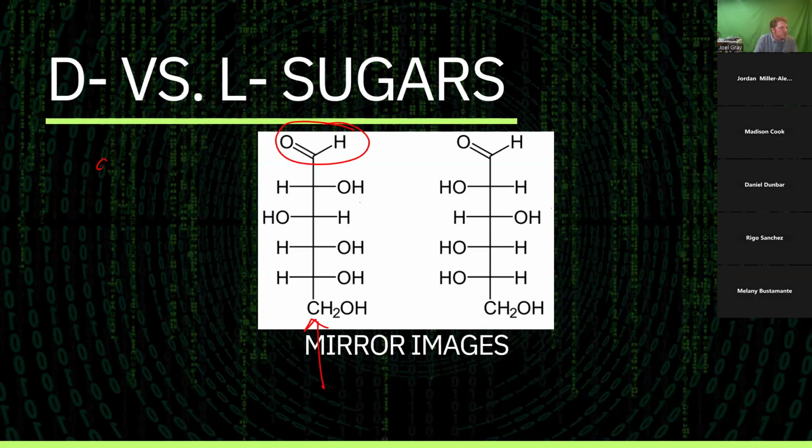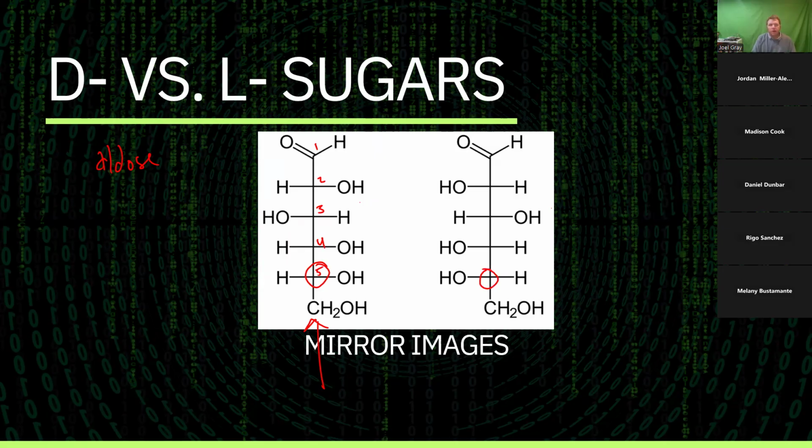This is an aldose. Now, when we look at all these hydroxide groups, there's one on the right, one on the left, right, right. There are 4 chiral carbons. What we want to figure out is the highest numbered chiral carbon. In this one, there's carbon 1, 2, 3, 4, 5. Carbon number 5 is our highest numbered chiral carbon. That is what we look for to identify a D sugar or an L sugar. So in both cases, carbon number 5.